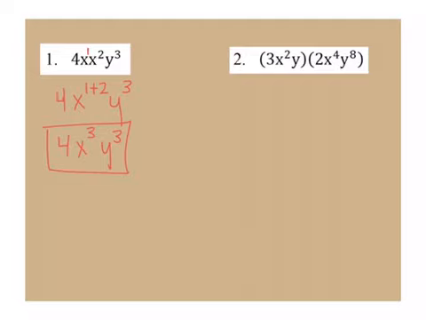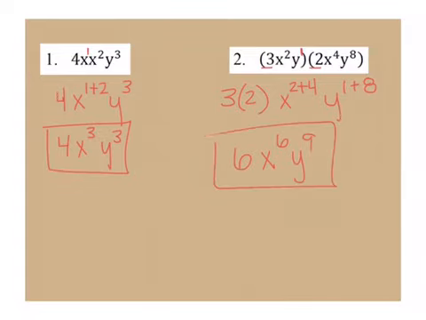Example number 2 then, we want to multiply the coefficients. These are not exponents, so we don't want to add them. We only add the exponents. So multiply the 3 times 2. Now my x's, when I multiply, I add, so I get x squared plus that 4, and then this y has an imaginary 1, so I get y to the 1 plus 8. So I'm going to have 6, x to the 6th, y to the 9th. And that would be my final answer. I'd be done.